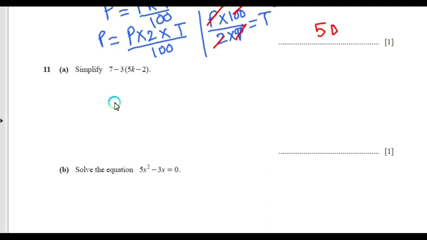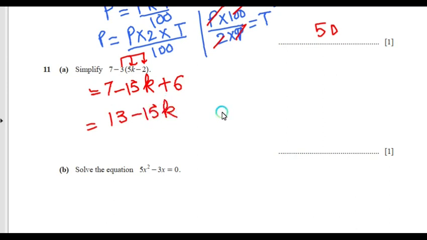Okay, the next one is simplify 7 minus 3 times the bracket. So first of all, we expand it. 7 as it is, minus 3. According to the math rule, the bracket should be solved first. So negative 3 will multiply both of the terms inside the bracket. Minus 3 into 5k is minus 15k, and negative into negative is positive, 3 twos are 6. 7 and 6 are like terms, so it becomes 13 minus 15k. So 13 minus 15k is your answer.